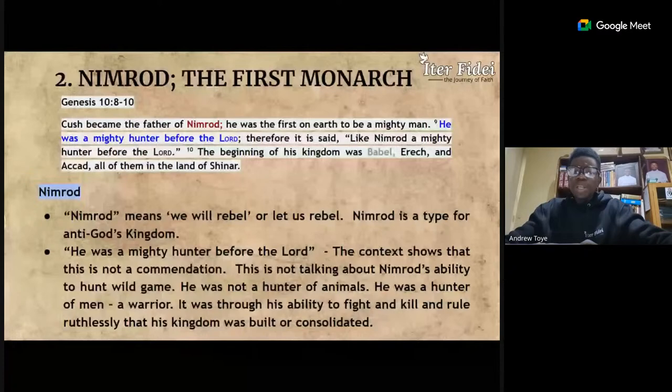So the meaning of his name and the kind of city he built give us a hint to how we should interpret the next statement, that he was a mighty hunter before God. He was a mighty hunter before the Lord. So the context shows that this is not a commendation, okay? It is not talking about Nimrod's ability to hunt wild games, to hunt animals. He was not a hunter of animals. He was a hunter of men, okay? A warrior. It was through his ability to fight, to kill, and to rule ruthlessly that his kingdom was built and consolidated.